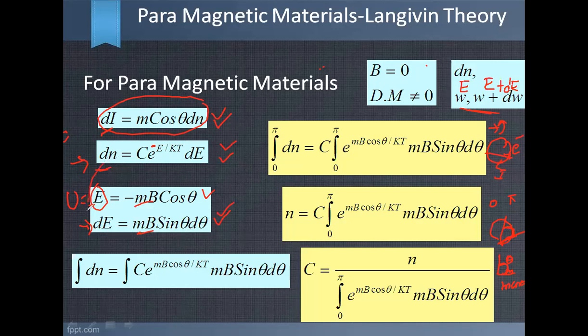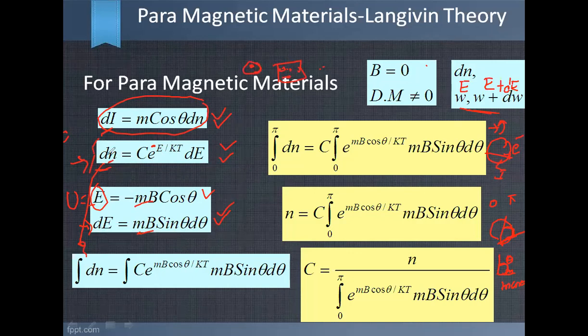Now I want to write this equation again for dn. I'm applying integration on both sides, because we need to get the density. A material has so many atoms, millions of atoms, and within each atom again an electron is there.